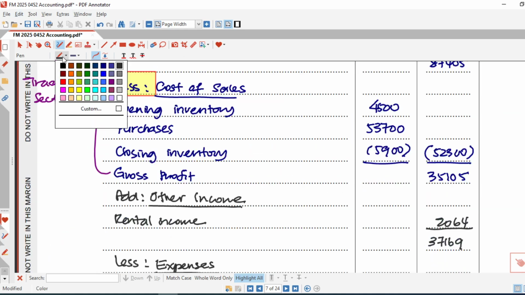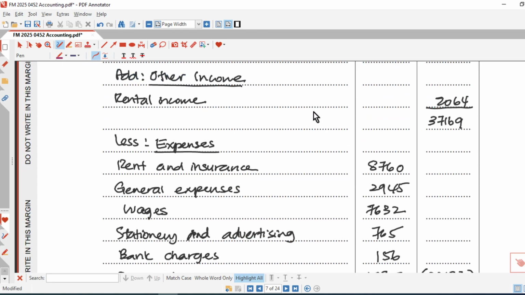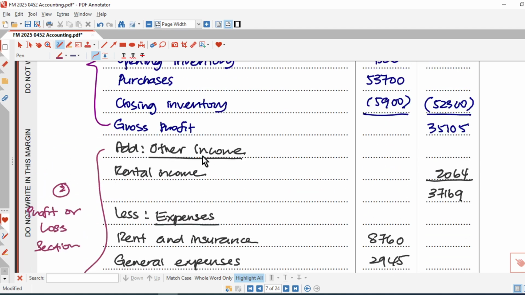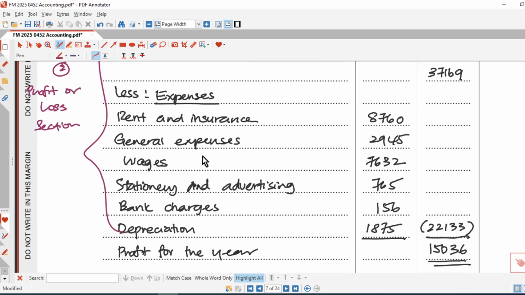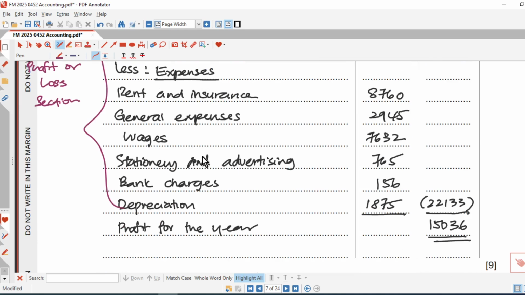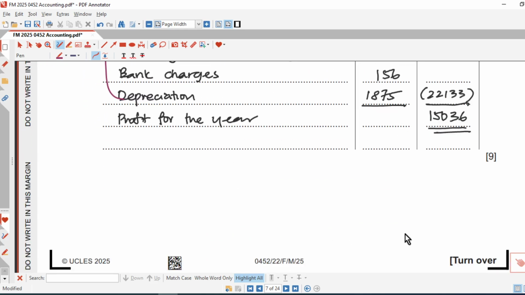Well, provided you know the pro forma of an income statement, but again, fairly easy to score in this part of the question. So the second part that we've done right here, this is part 2 of the income statement. We call this the profit or loss section. This is where we have our gross profit and we adjust for any other income as well as expenses. So there goes your 9 marks. Rather straightforward, I believe.